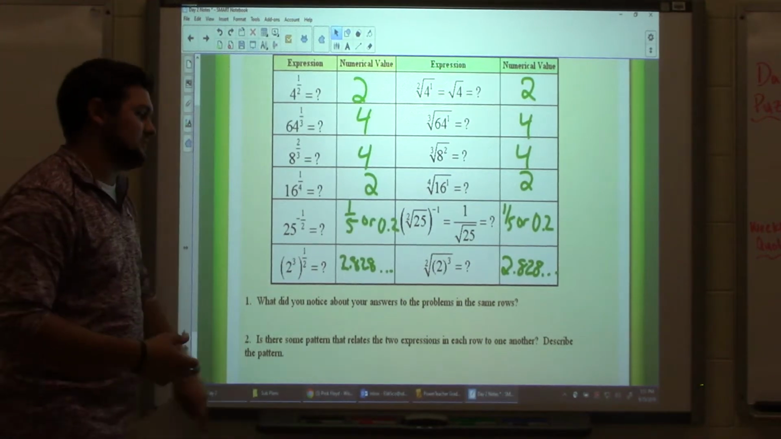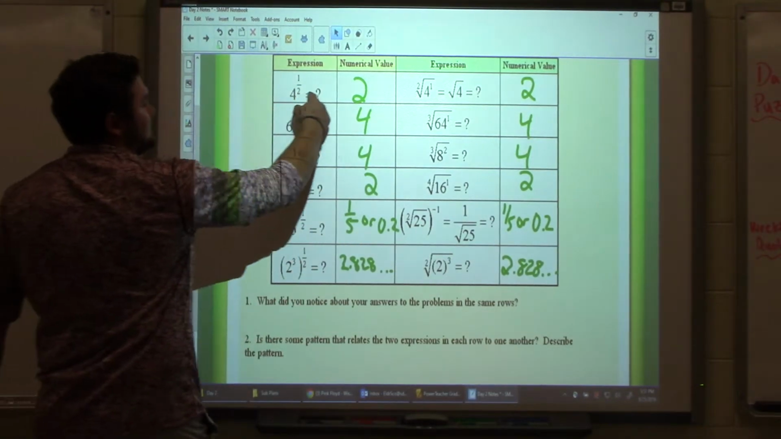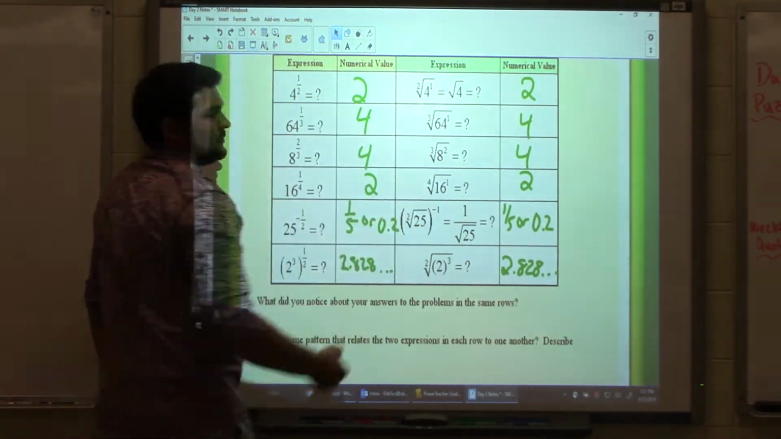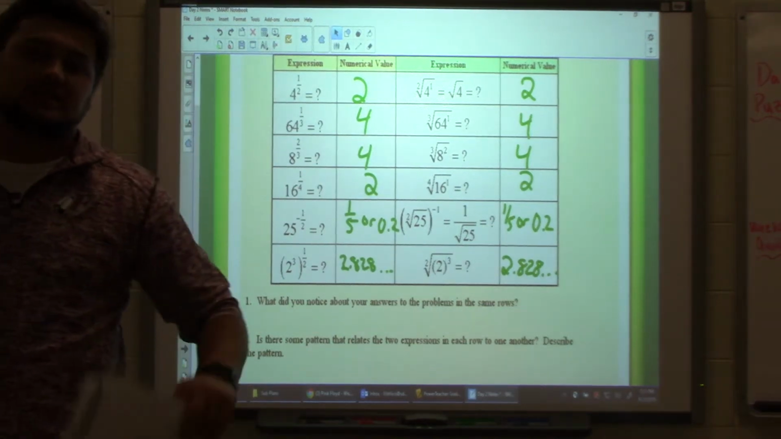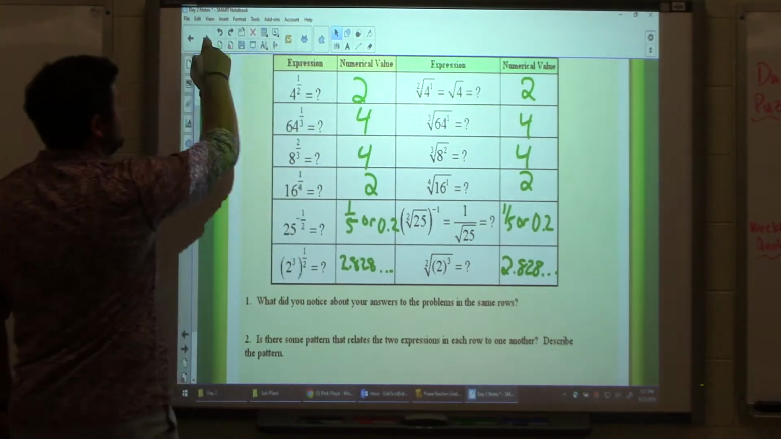If there's some pattern that relates the two expressions in each row to one another, yeah. We're going to notice 1/2 is the same as a square root. 1/3 is a cube root. We'll talk about that in a second. So like I said, please make sure your numbers match up. And we should have seen some sort of pattern happening there.